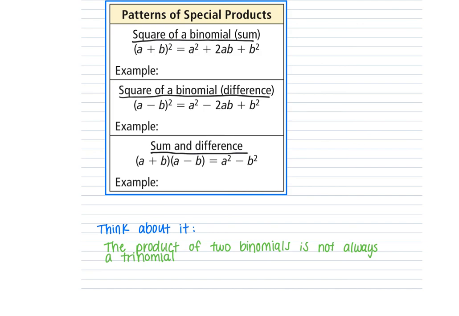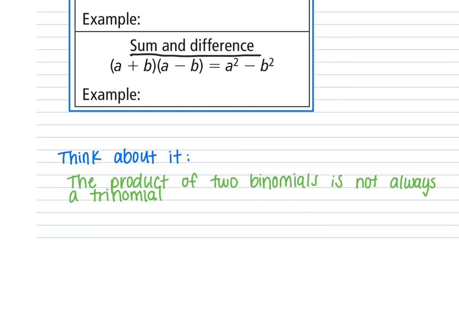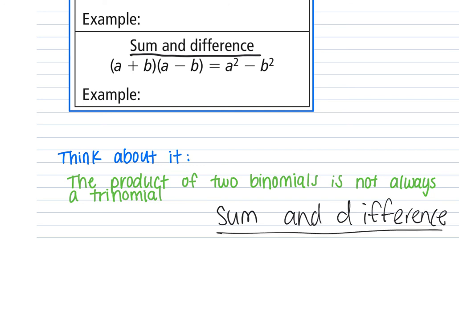When your middle terms are different signs and they cancel out, otherwise known as the sum and difference pattern. So instead of a trinomial, when we do the sum and difference pattern, what do we get? A binomial. Do you see how we're missing that middle term? This is also considered a binomial.